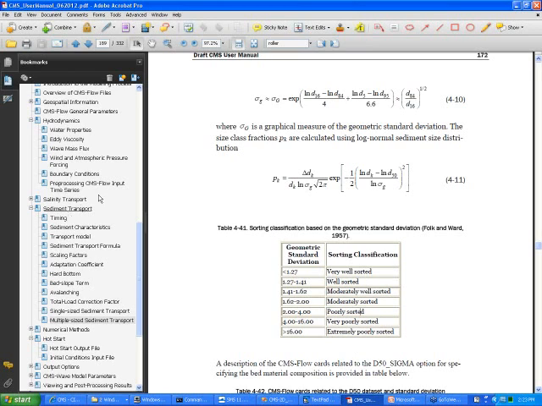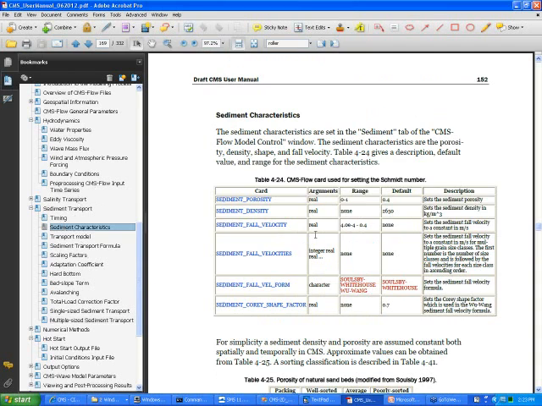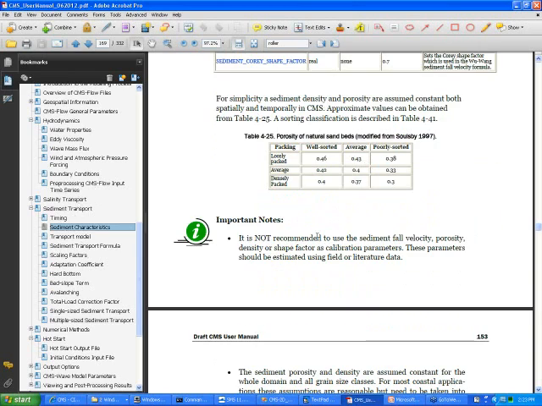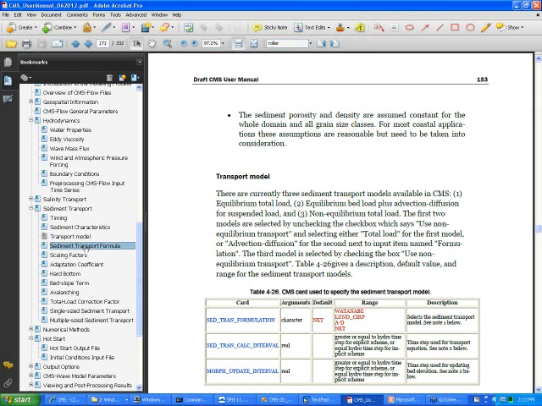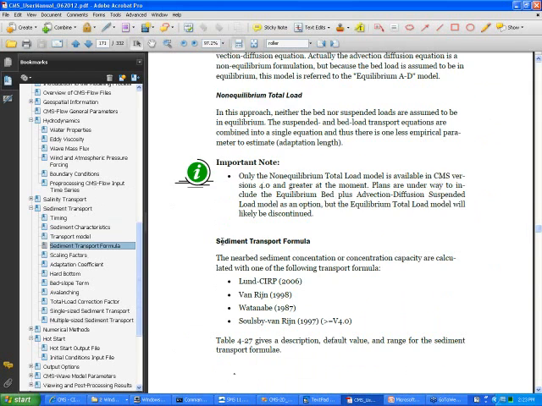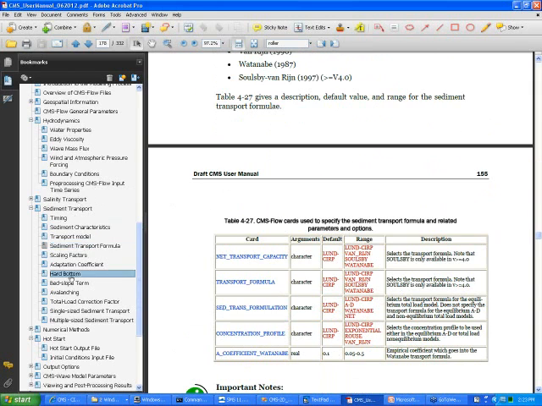Okay, let me go back to where we were. Where were we? I think we were here, sediment characteristics. No, transport model, sediment transport formula, scaling factors, we talked about that.